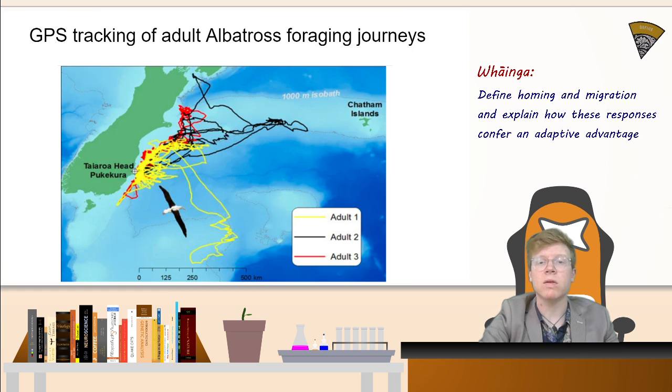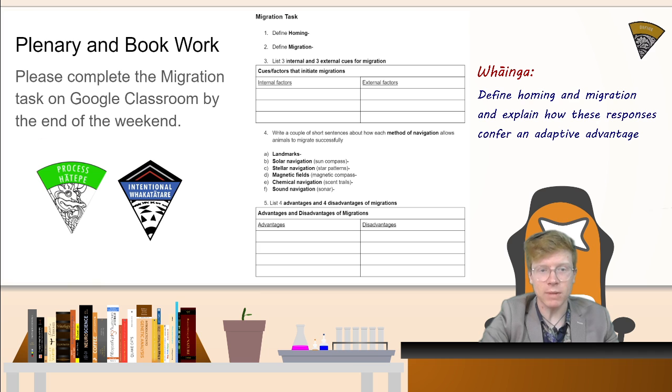Okay, that brings us to the work for this week. Our plenary is complete, and our book work is to complete this task here. You'll notice that it is on Google Classroom, and it is due by the end of the weekend. I've set it for 7 p.m. because I don't want you staying up all night on Sunday. Try and get this done in class if you can. If you can't, it's there for you. I do want you to spend some time this weekend actually having a relax and rest.